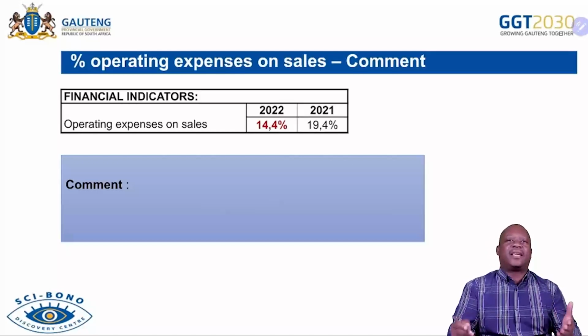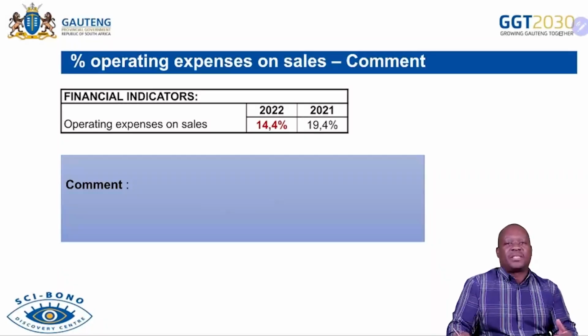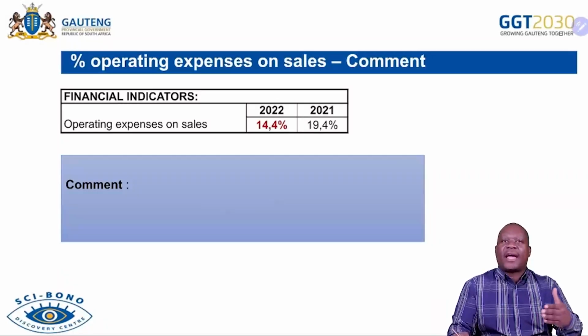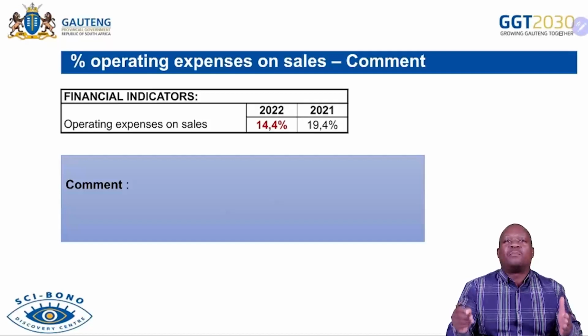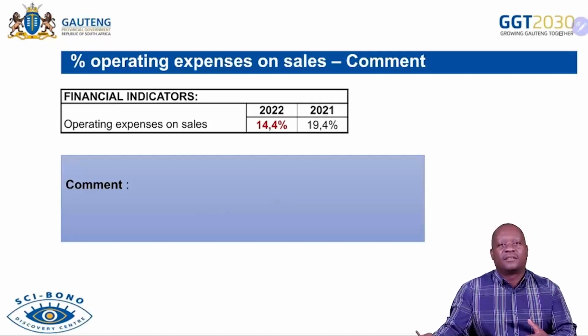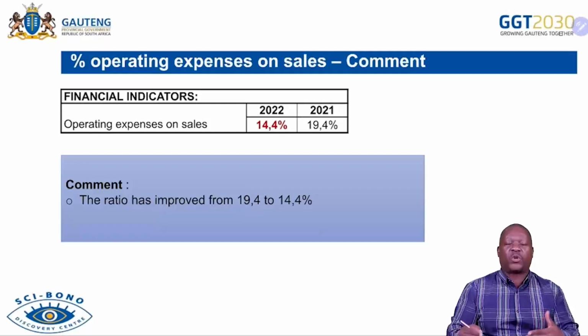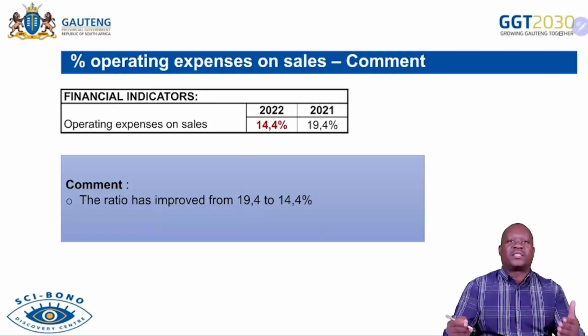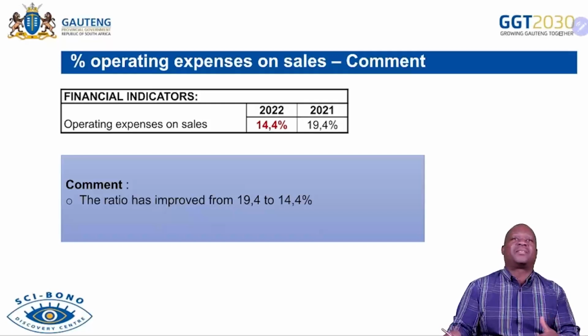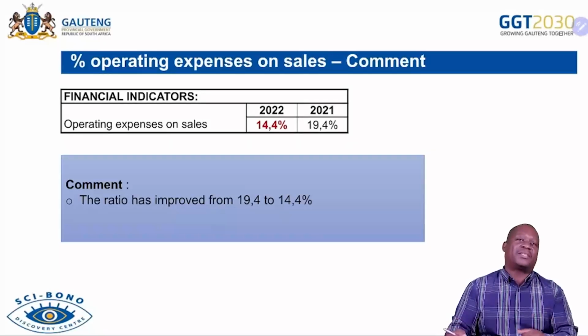What is that saying to us? Is the business controlling expenses better, or is the business failing to control its expenses? I think it's straightforward. We can say the ratio has decreased, or the ratio has improved, because this is an improvement. We are now in a position as a business to control our expenses far better. It improved from 19.4% to 14.4%.